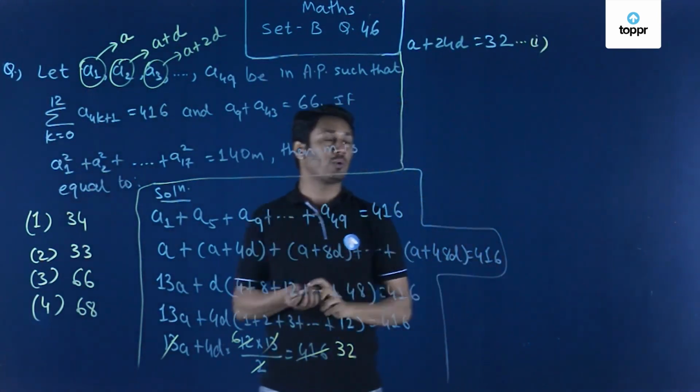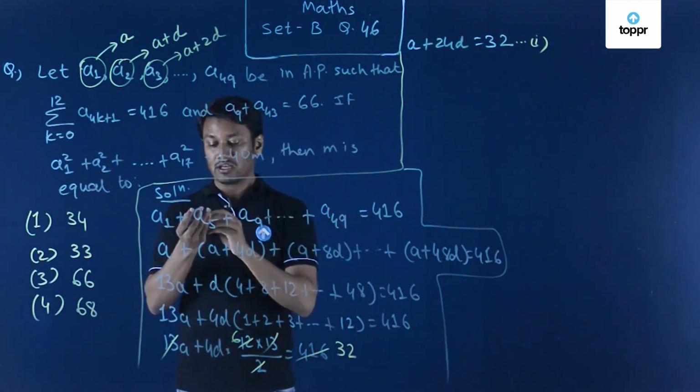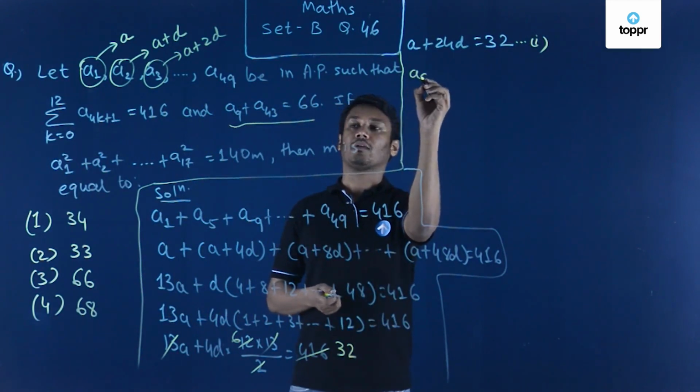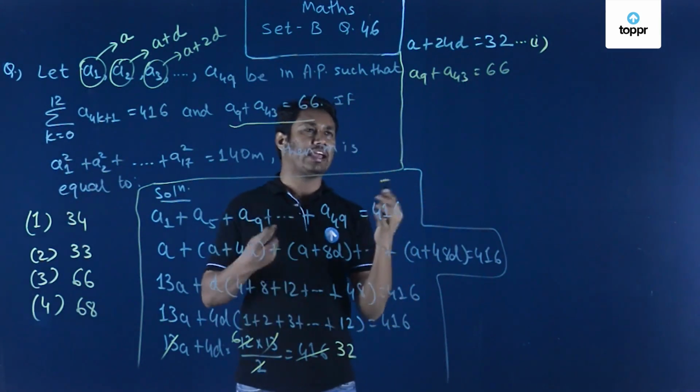Do we have one more equation so that we can find the values of A and D? Yes, this is the second equation given to us: A9 plus A43 equal to 66. Now what will A9 be equal to?